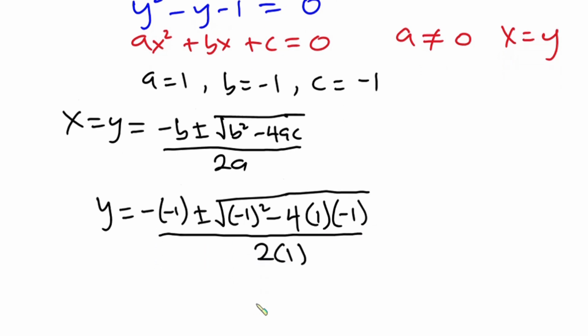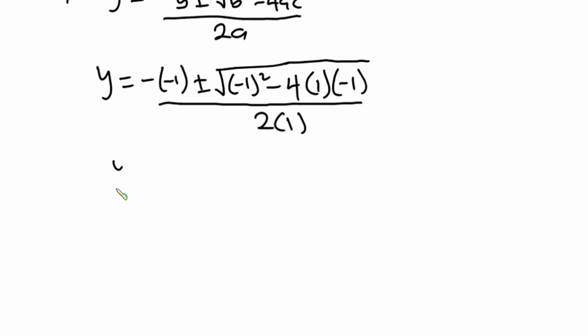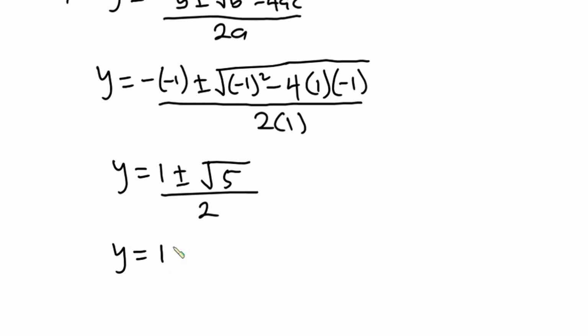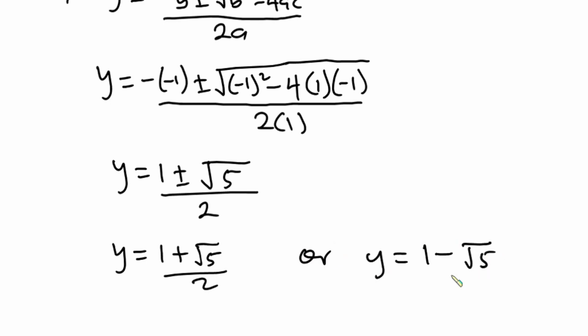Okay, so now let's go ahead and simplify this. So we have y equals -1 times -1 is 1, plus or minus the square root of 1 squared is 1, then -4 times 1 is -4, times -1, which is +4. So we have here 5 all over 2. So from here we can say that y is equal to 1 plus the square root of 5 on 2, or y is equal to 1 minus the square root of 5 on 2.